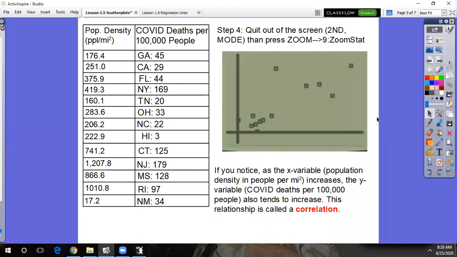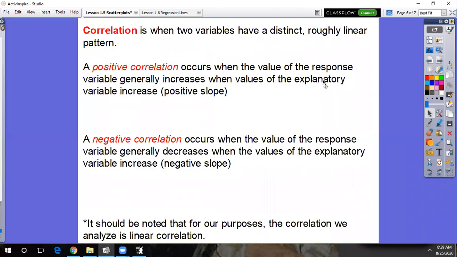When we look at our scatter plot, one thing that we want to think about is, what do we notice about this? In general, what we tend to see here is that as the population density increases, so too do the COVID deaths per 100,000 people tend to increase. That relationship is called a correlation. If there seems to be some kind of relationship between the explanatory and response variable, then we say that they're correlated. What correlation means is when two variables have a distinct, roughly linear pattern, and linear means line-like.